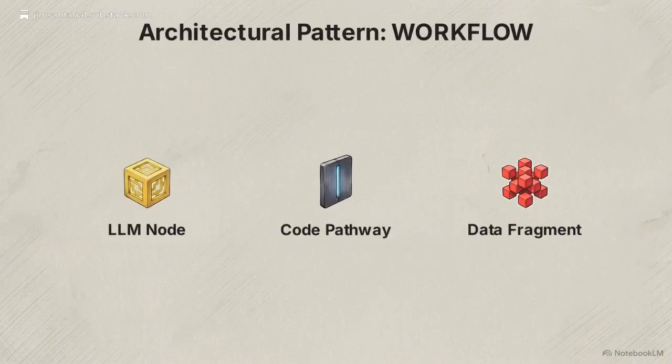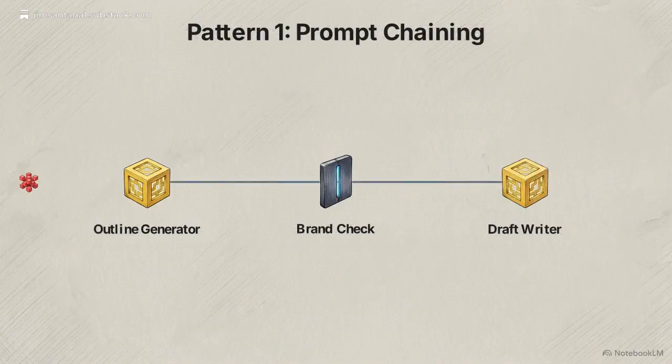This control flow schematic illustrates a workflow, the most restricted form of agentic design. Notice how the yellow LLM nodes are strictly orchestrated through these predefined blue code pathways. In a prompt chaining workflow, complex tasks are decomposed into linear subtasks. Data moves from one LLM through a deterministic gate directly into the next. You would deploy this for a multi-step content pipeline. One model generates an outline. The code gate checks it against brand guidelines, and the next model drafts the final text.